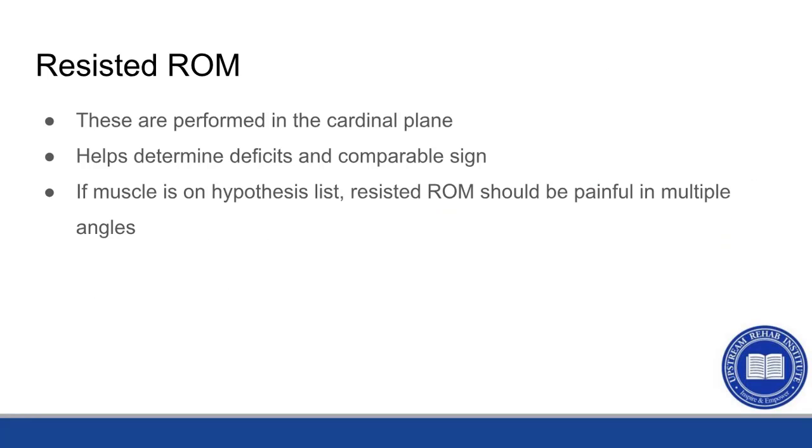So next, resisted range of motion when this is appropriate. Again, you want to do it in the cardinal planes. It should really help determine the deficits in the comparable sign. But keep in mind, if you think it's a muscle, if you think it's a calf strain, it should be painful with resisted range of motion, and it should be painful in multiple angles. So if I test something isometrically, I want to do it in at least one other plane, if not two other planes, to make sure, because if it's a muscle, it's going to be painful no matter what angle you put it in. If it's only painful in one angle and never in any others, it might just be the joint loaded in that position. So again, make sure that this is testing the comparable sign and it's tested at multiple angles.